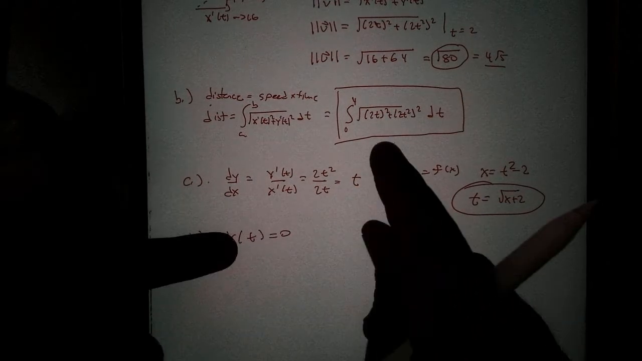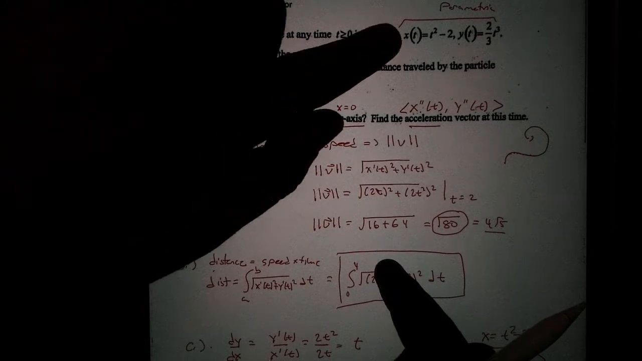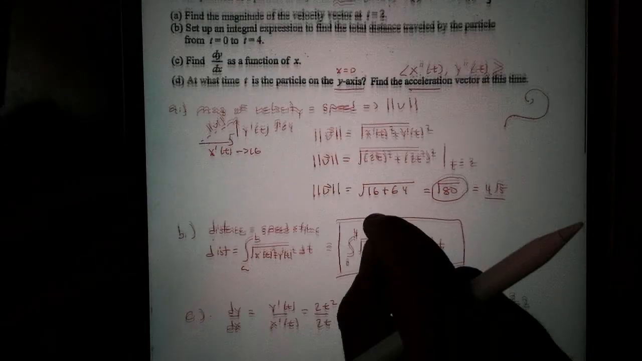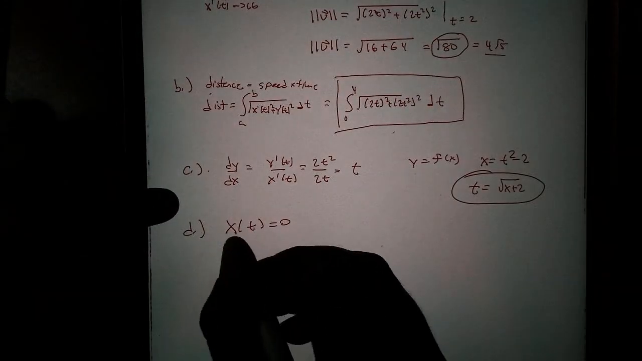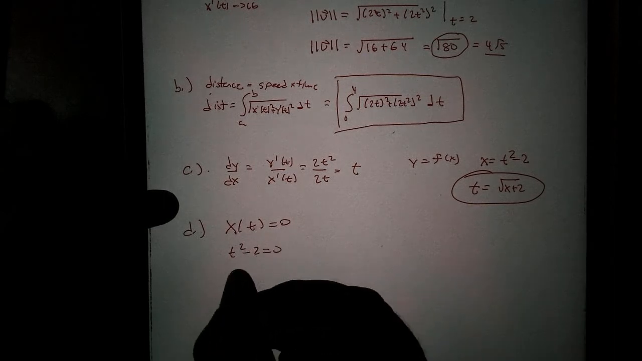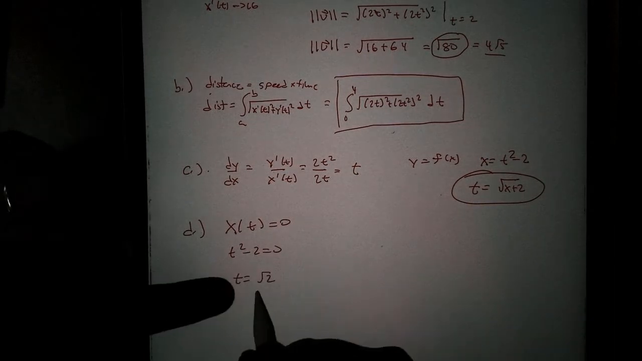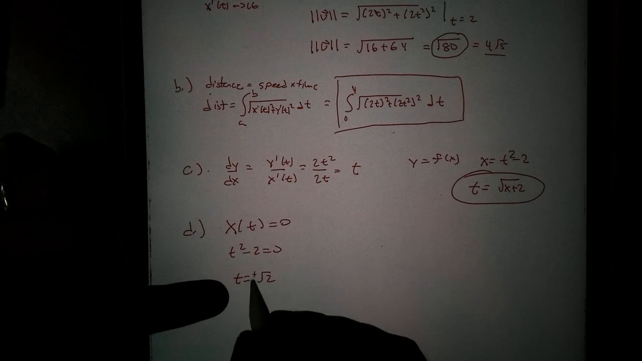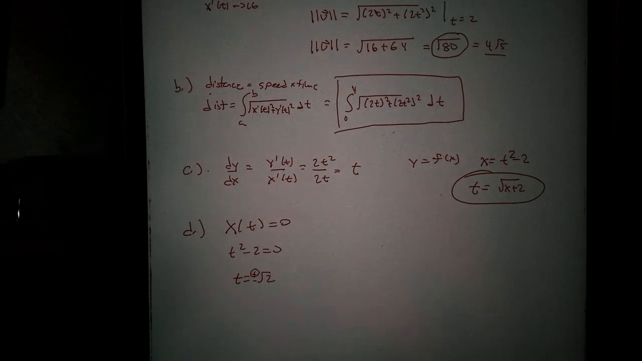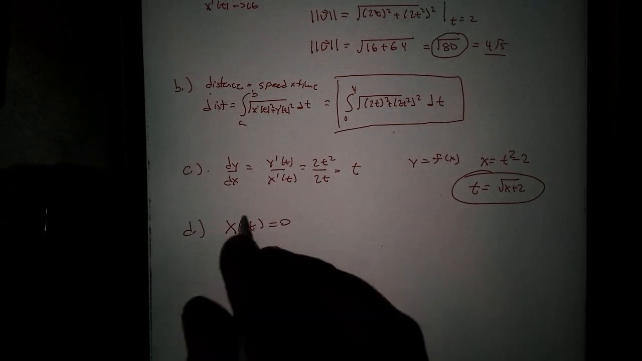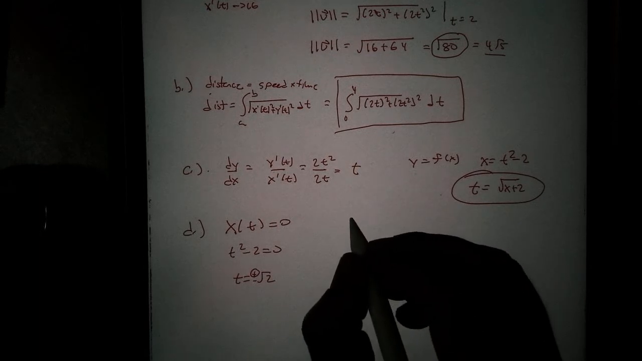There we go. And I can do that from up here. We know x of t is t squared minus 2. So I put t squared minus 2 equals 0, and we get t is root 2. Remember, there are two possible answers, positive or negative, but they told us at the beginning that t has to be greater than 0. So now we just have to find the acceleration.